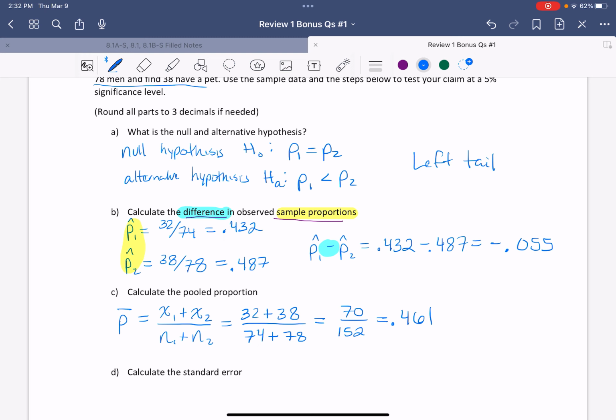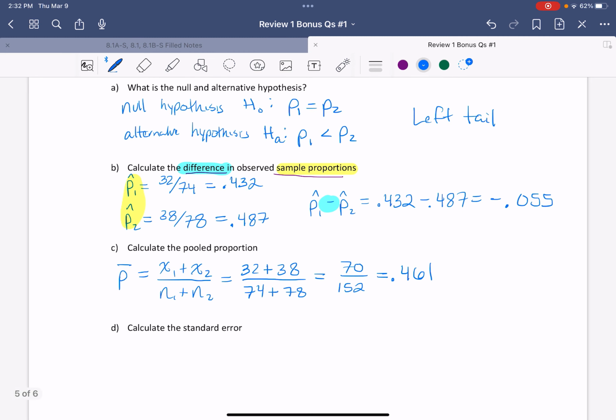On the test, will it specifically say which one is P1 and which one is P2? Not necessarily. In which case, just keep them in the same order. Okay, any questions so far?